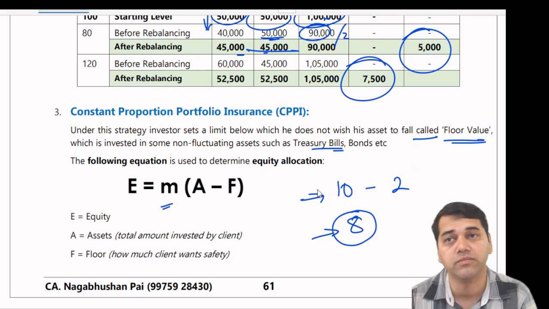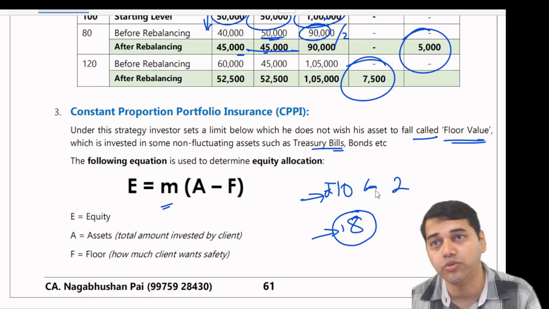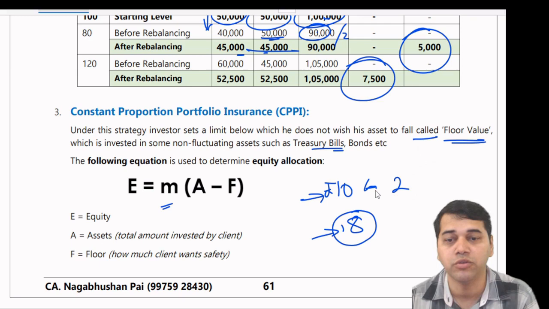No, I want 8 lakh rupees. See, the client gave you 10 lakh rupees. He said, sir, whatever you want to do, do. Want to take the risk, do. Invest in bonds, everything, do. Invest everything in shares, do. But see to it that my principal is not less than 8.